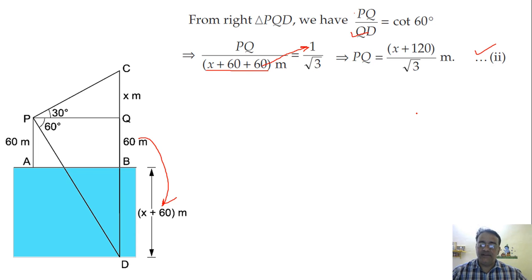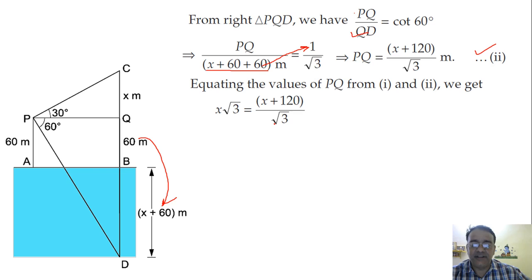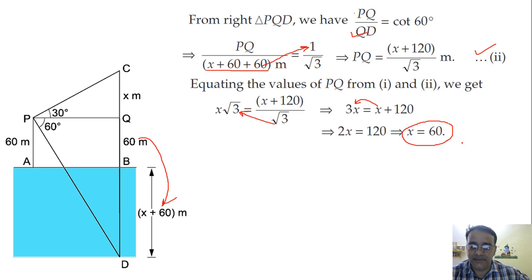Now we will equate the value of PQ from equation 1, how much did we get? x√3. So x√3 is equal to x plus 120 upon √3. So x√3 into √3 will become 3x. Then shift x to this side, it becomes minus x. So 3x minus x will be equal to 2x, right? And x will be equal to 60 meter.